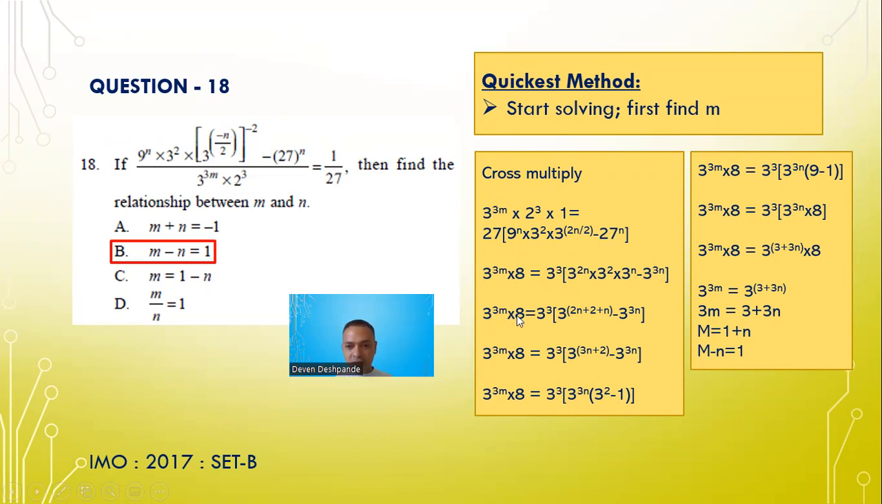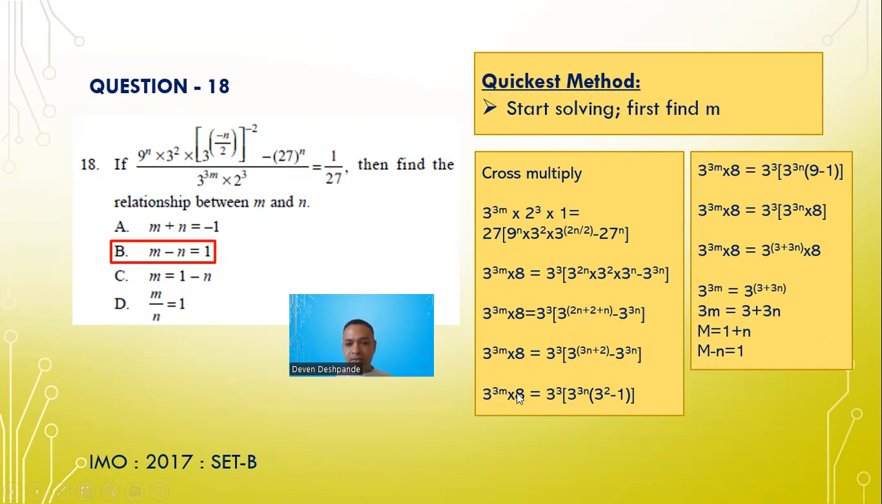So again, 3 raised to 3m into 8 is equal to 3 raised to 3 into 3 raised to 2n into 3 raised to 2 into 3 raised to n. So a raised to b into a raised to c into a raised to d will be a raised to b plus c plus d. So it will be 3 raised to 2n plus 2 plus n. So it will be 3 raised to 3 into, what is 2n plus n? 2n plus n is 3n. 3 raised to 3n plus 2 minus 3 raised to 3n.